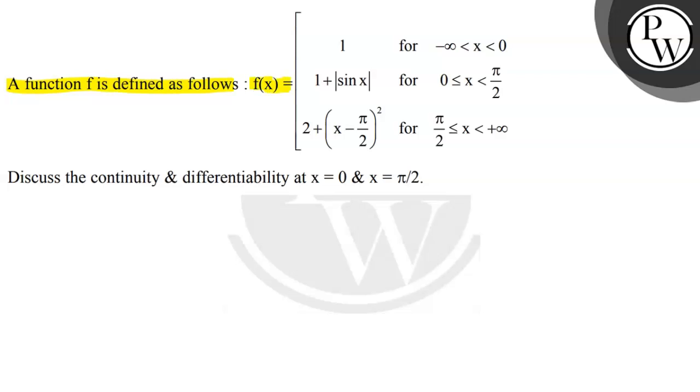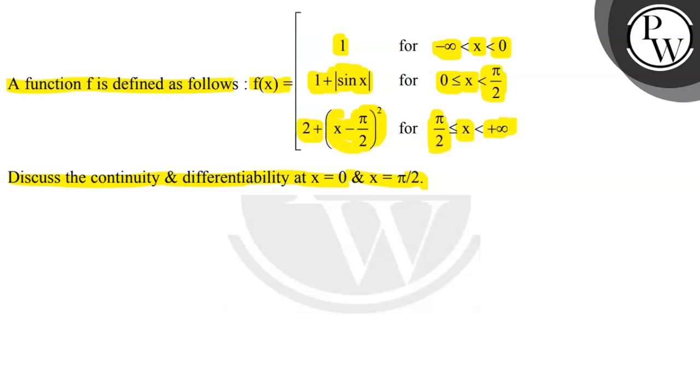fx is equal to 1 for values of x in the interval minus infinity to 0. Then it is 1 plus mod of sin x for x in the interval 0 to pi by 2. Then it is 2 plus x minus pi by 2 the whole square for x in the interval pi by 2 to positive infinity. Discuss the continuity and differentiability at x equals 0 and x equals pi by 2.